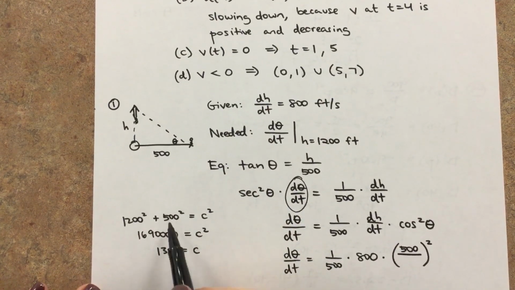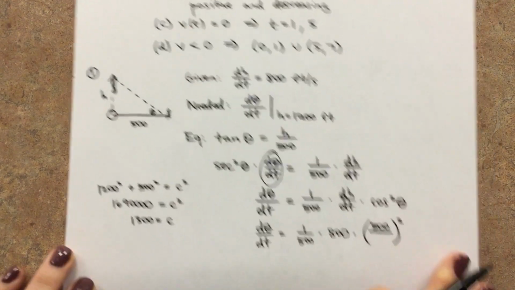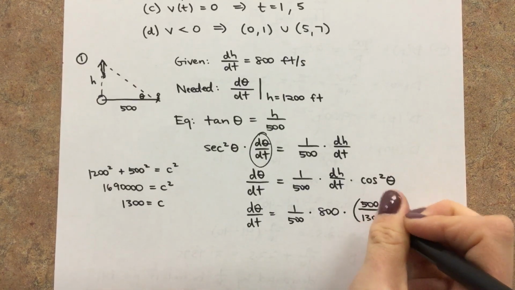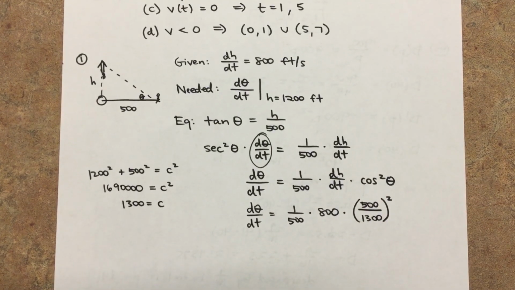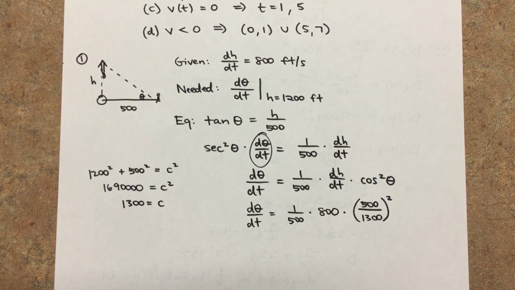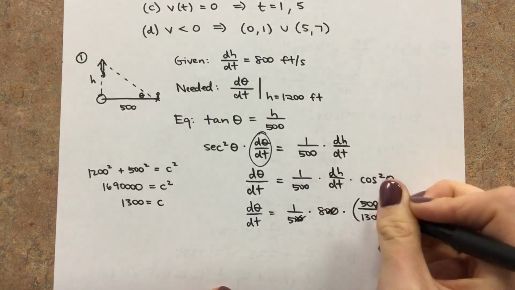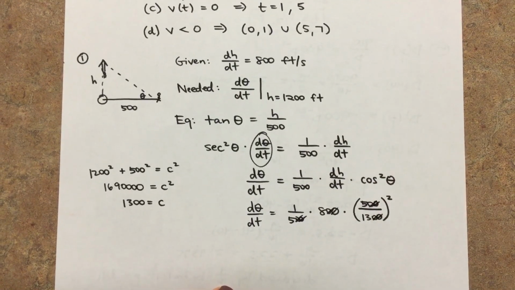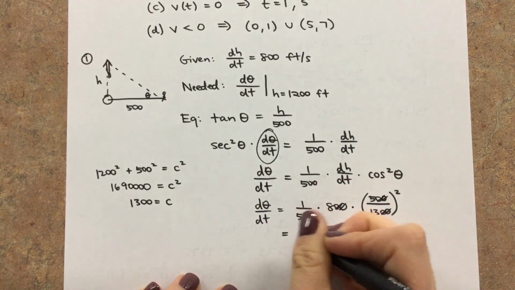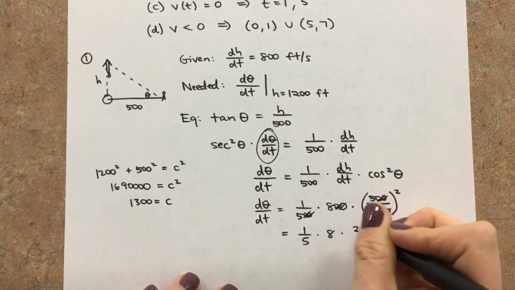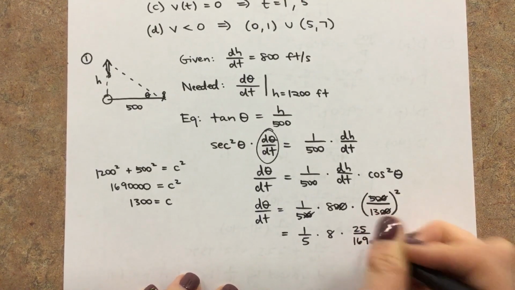Fun fact, this is like a 5, 12, 13 triangle, which is another Pythagorean triple. It just got scaled by 100. So this is 1300, which I can then square. I've got a lot of things that end up just kind of reducing and canceling out. So I can cancel out these hundreds, and these hundreds. And then this one, I have 1/5 times 8 times, and then this ends up being 25 over 169.